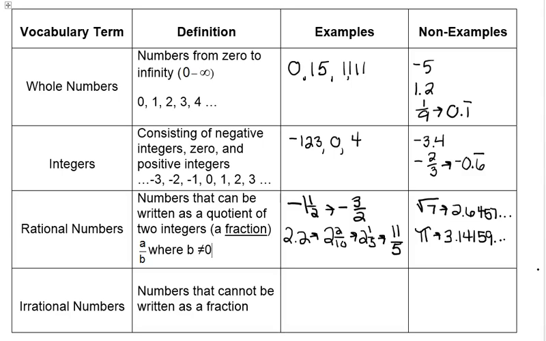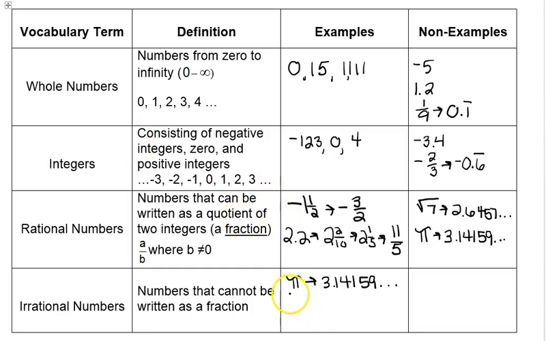Finally, our last definition is irrational numbers. Irrational numbers are numbers that cannot be written as a fraction. So that would be these non-examples over here. So once again, pi is an irrational number, 3.14159. We're going to put a ... because it goes on forever and ever. It would never be able to be written as a fraction.